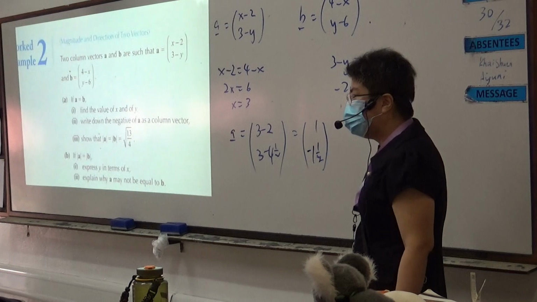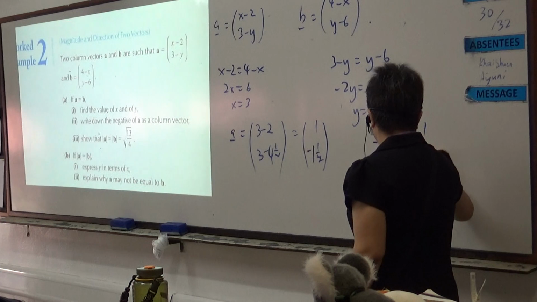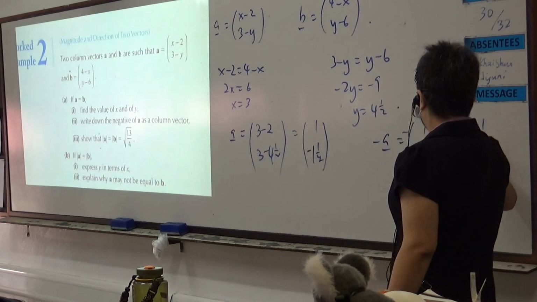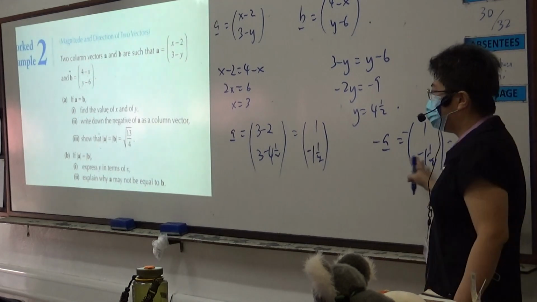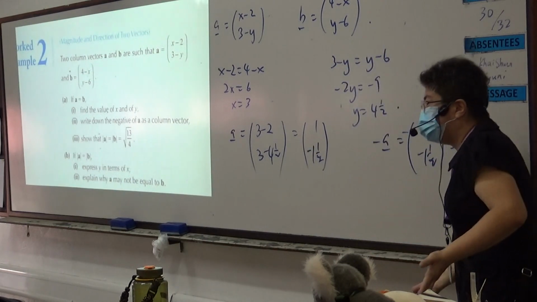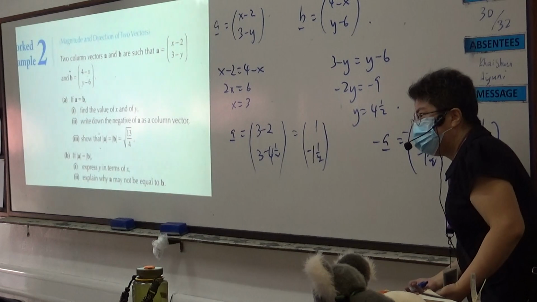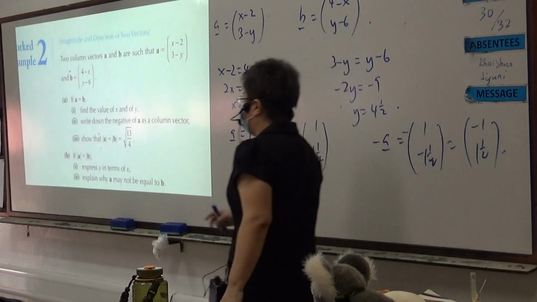Is this the answer we want? What does the question say? The negative of A, right? Which means it will be the negative of this guy. Which means it's what? Negative 1 and 1.5. Now of course in the exam no need to write so much, just put the negative, I know already. It's so simple, just flip the sign, that's all. Everybody okay? So it's 1 and negative 1.5, so the negative is negative 1, 1.5. Everybody okay?